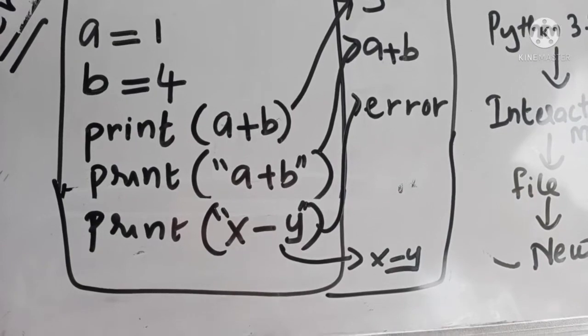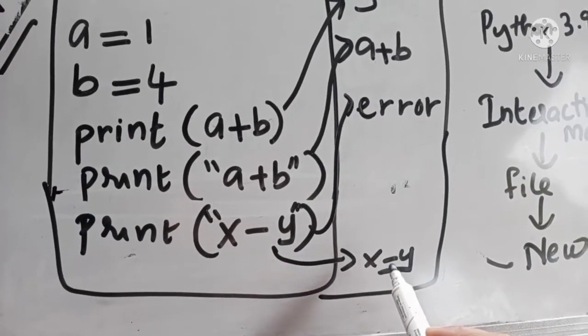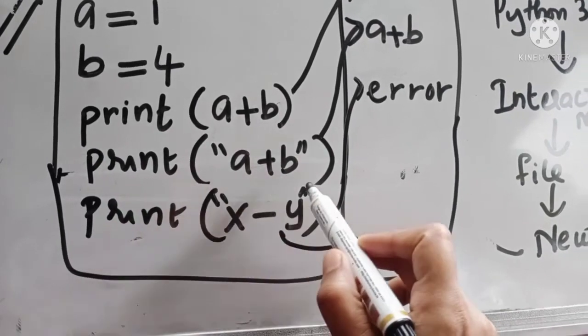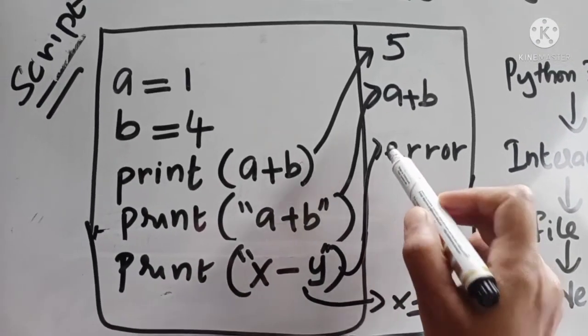So the answer for this line will be x minus y if you are giving it inside the double quotes. If you are not giving double quotes, what will happen? The error will be generated.